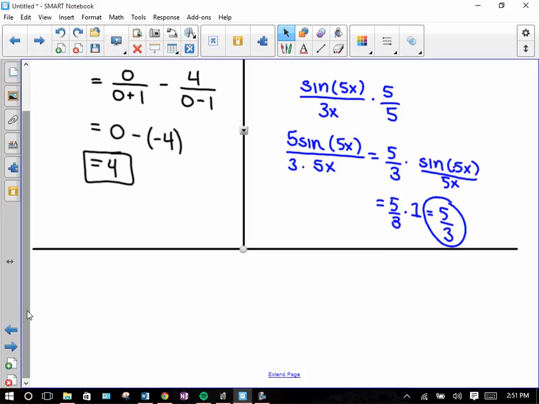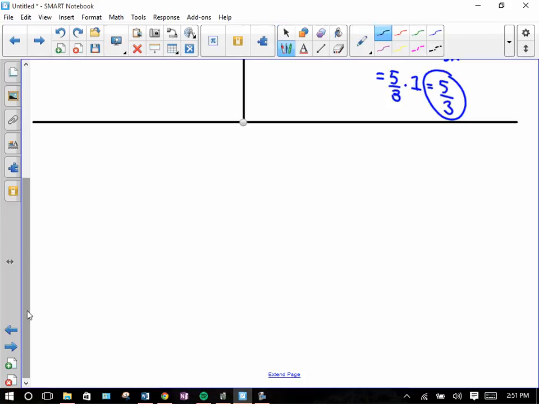So, number 5, there's a limit as x approaches infinity of sine of 5x divided by 2x. Alright, so when x approaches infinity, first of all, you can't plug in because x approaches infinity.